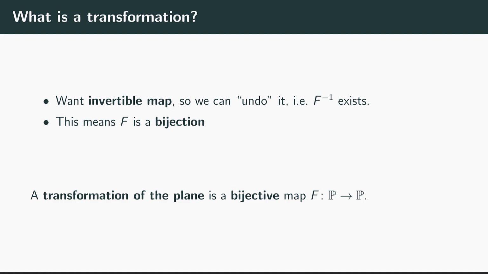So in other words, we want the inverse function, which we write as f to the minus 1, to exist. Equivalently, this means we want our map f to be a bijection from the plane to itself. So that gives us a definition here. A transformation of the plane is a bijective map f from the plane to itself.